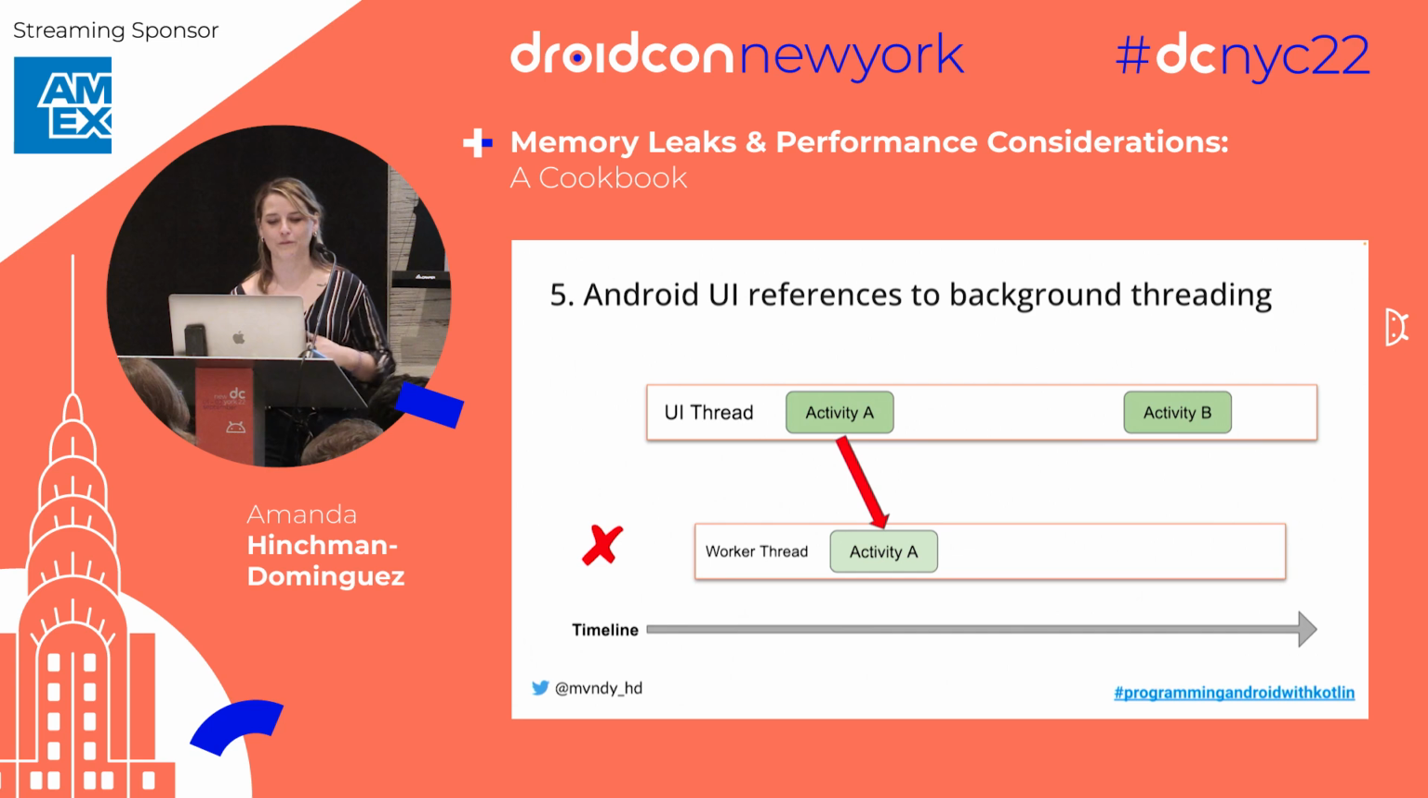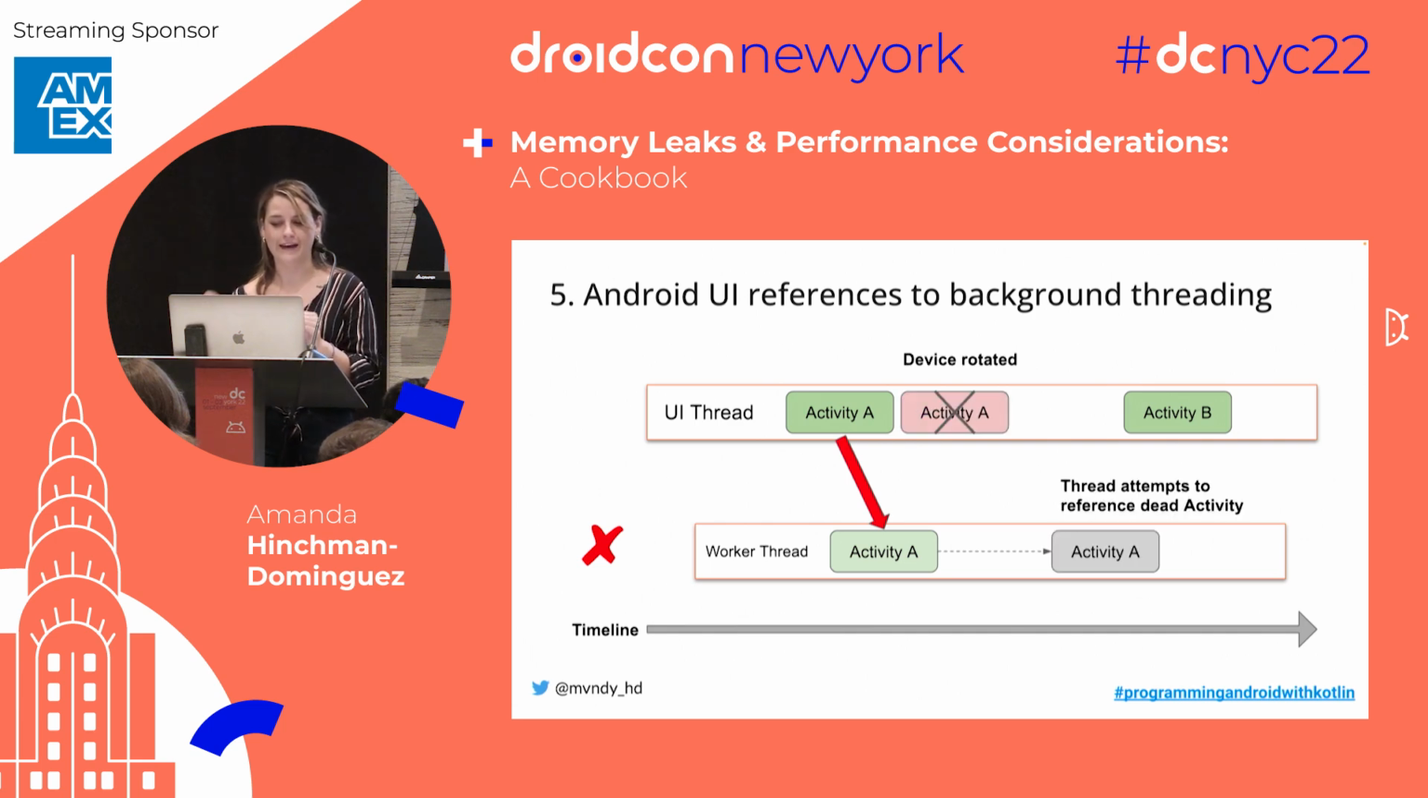So let's start with number 5, Android UI references to background threading. Suppose a worker thread is created which holds a reference to some activity in a background thread shortly after the activity itself is created. In Android memory management, every thread is represented by regions in the heap. No one region can access another object within another region.